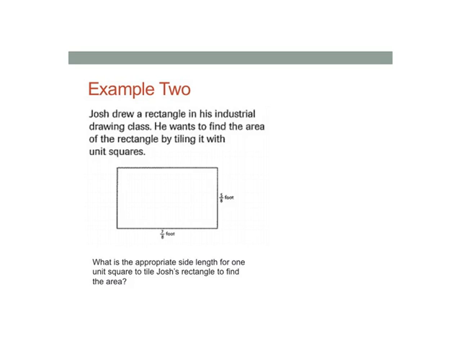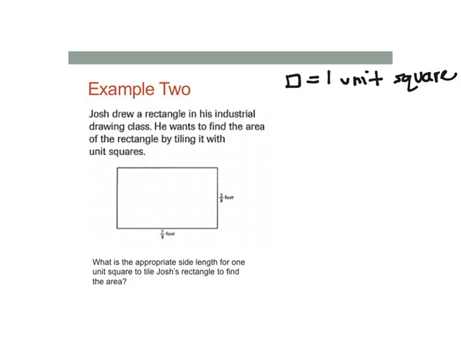Here's our second example. Josh drew a rectangle in his industrial drawing class. He wants to find the area of the rectangle by tiling it with unit squares. So just to stop us here, when it says unit squares, what it means is when we see the examples with 1 unit square inside of there. So if we just do maybe up here a little key for us, this equals 1 unit square.